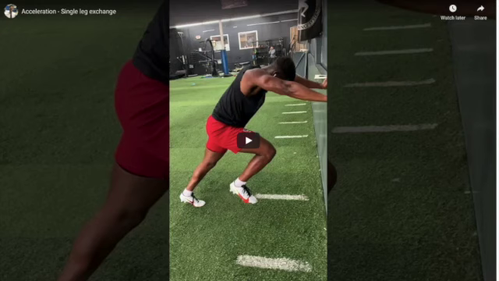Here we have an acceleration drill from our program. This is the single leg exchange. The athletes will place their hands on the wall and want to have their body at a 45-degree angle. They'll bring one knee up, and on the coach's call, they will switch legs and bring the opposite knee up. They want to focus on driving that back leg up as fast as possible and make sure that their leg contacts the ground in the same place on each rep.